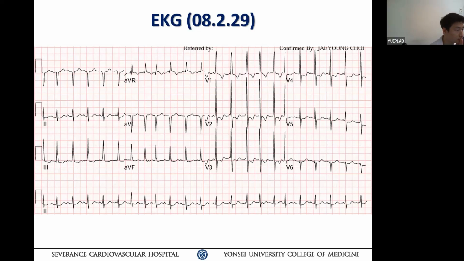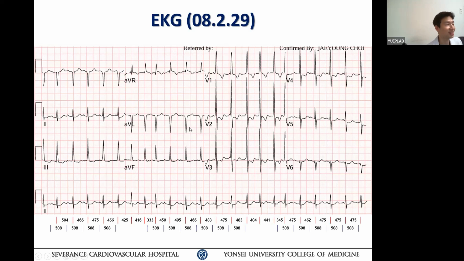Okay, let's look at the rhythm strip, lead 2. Sometimes the QRS complex precedes the P wave, sometimes the P wave precedes the QRS. So what should we do for the analysis? Calipers, our personal weapon. What precedes it? I expected that. Oh, you already measured. Oh, great.